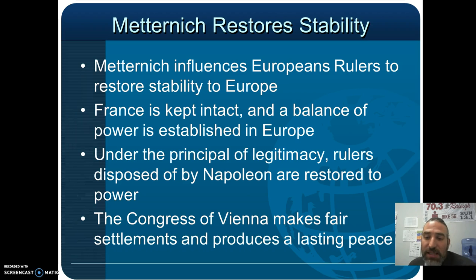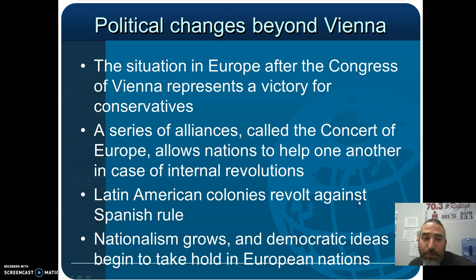France is kept intact. The balance of power throughout Europe is created under a policy they create called legitimacy. Anybody that was deposed by Napoleon, anybody kicked out of power by Napoleon, was returned. So the monarchy is going to return to France. A monarchy is going to return to Spain. They're going to take the rulers that should be there and put them back into power. It's a fair settlement, and it does create a very long peace in Europe.